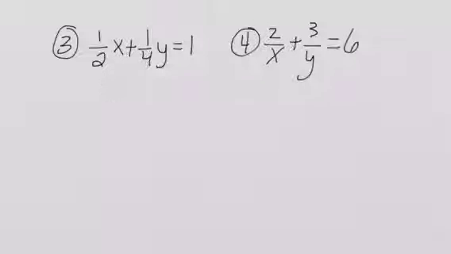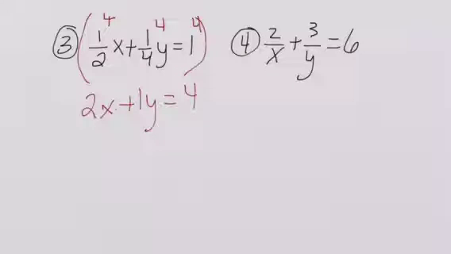Now this next one, we have fractions, so let's get rid of the fractions. The least common multiple for 2 and 4 is 4, so we're going to multiply the first term by 4, the second term by 4, and then the constant by 4. That's going to give us 2x plus 1y is equal to 4.